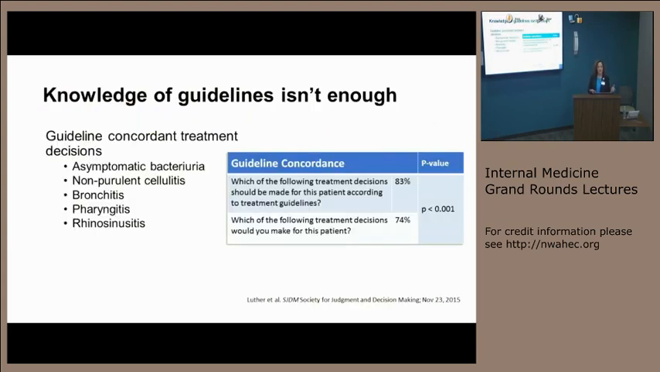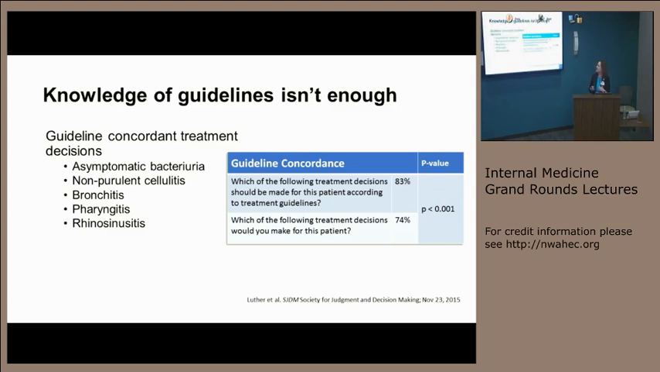But knowledge of the guidelines isn't enough. So I wanted to share with you data from one study we did here at Wake Forest. So if you participated in this study, thank you. But we gave scenarios to over 200 physicians here and looked at treatment decisions for asymptomatic bacteria, non-purulent cellulitis, bronchitis, pharyngitis, and rhinosinusitis, and then looked at guideline concordance.